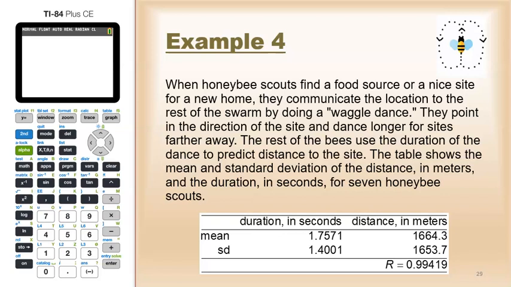The table you see on the screen shows the mean and standard deviation of the distance in meters and the duration in seconds for 7 honeybee scouts.